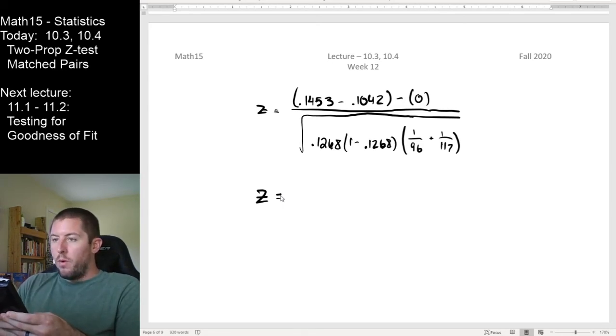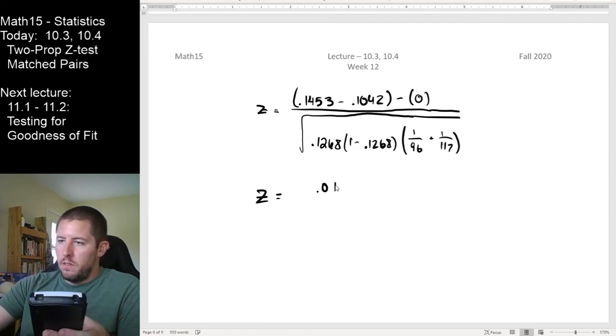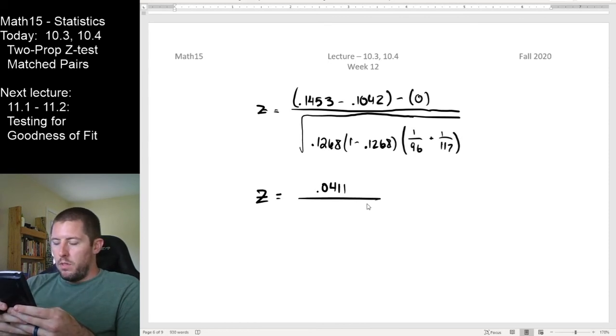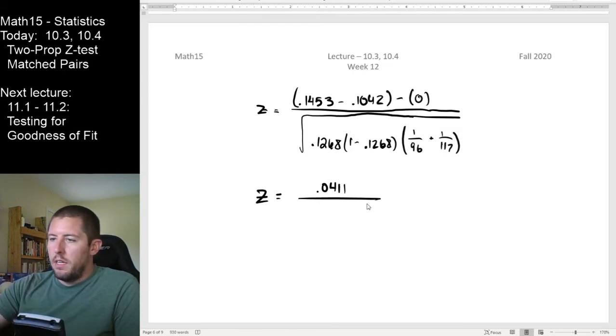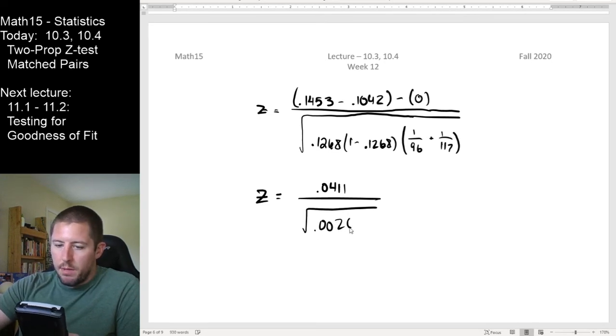So up top, 0.1453 minus 0.1042. In our numerator, I'm getting 0.0411 divided by the square root of 0.1268 times 1 minus 0.1268 times 1 over 96 plus 1 over 117. And I'm getting, underneath the square root here, make sure you keep oh so many decimals for these tiny, tiny numbers in the square roots. You should be basically keeping everything that's in your calculator.